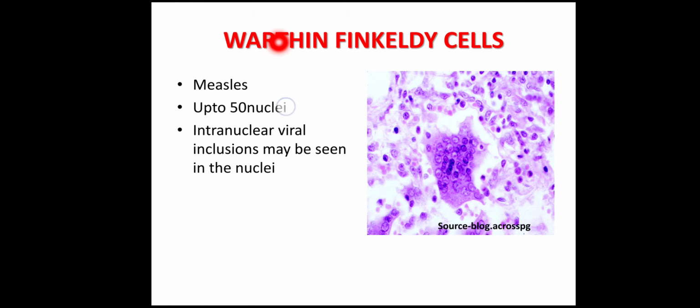Next are Warthin-Finkeldey cells. These giant cells are seen in the condition of measles. Sometimes they are also seen in HIV, but it is more common in measles. They can have up to 50 nuclei, and sometimes intranuclear viral inclusions may be identified within the nucleus. So these are Warthin-Finkeldey cells, often asked in the MCQ. This is most commonly seen in the condition of measles.